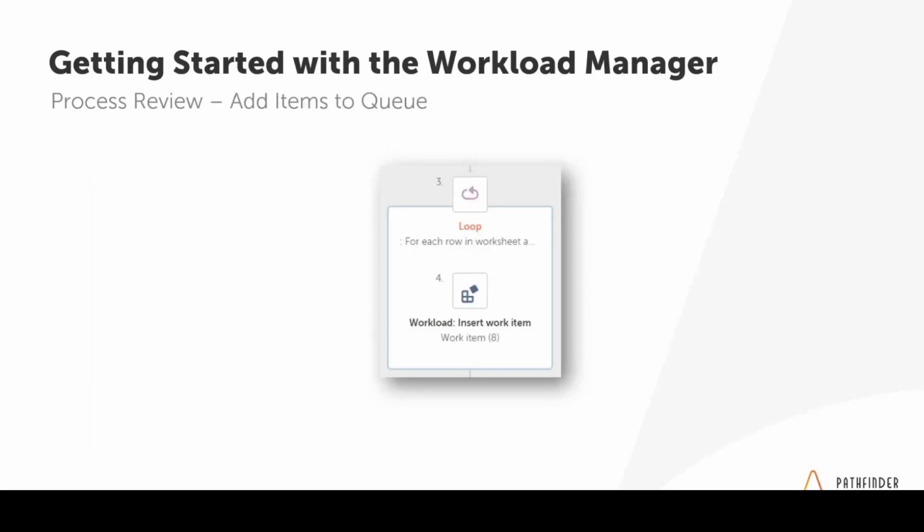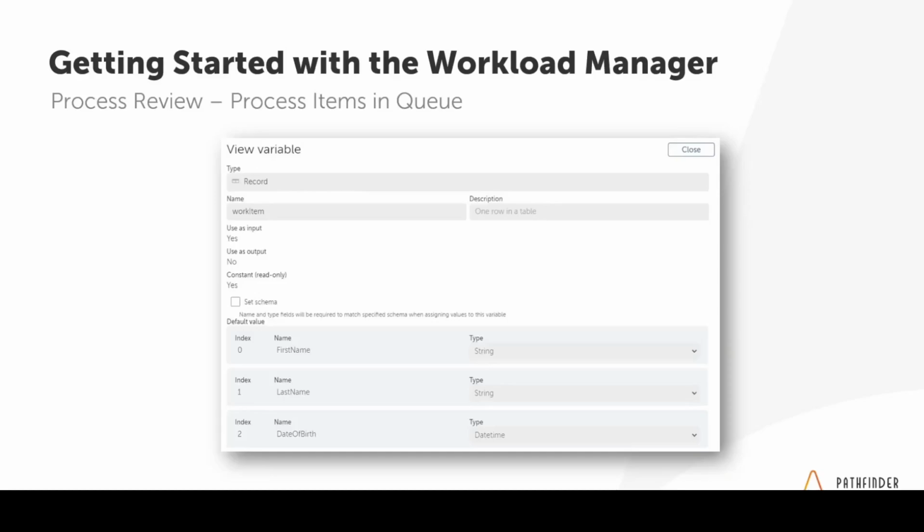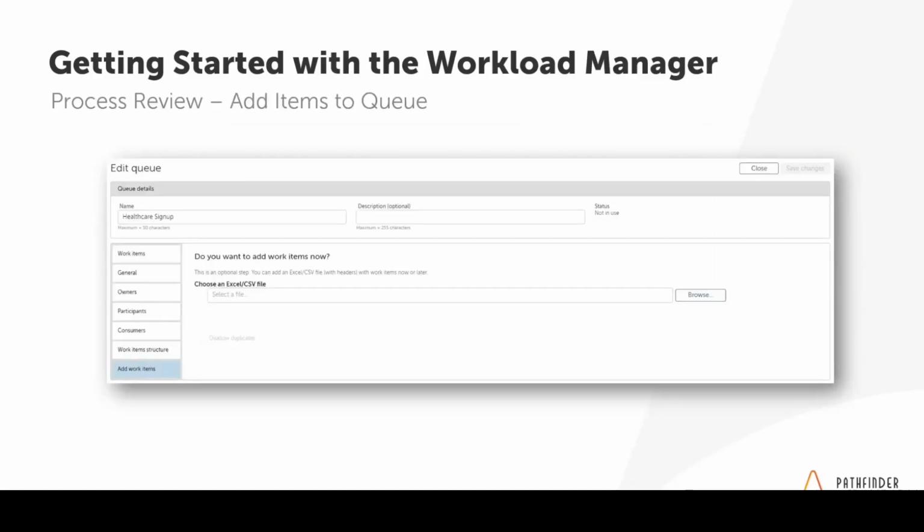So let's review so far. First, you have to have a consistent structure of data. Second, you must create a Workload Manager queue that matches that structure of data. Third, create an automation to add data to the queue. Fourth, create an automation that pulls an item from the queue and processes it, then marks the item complete.